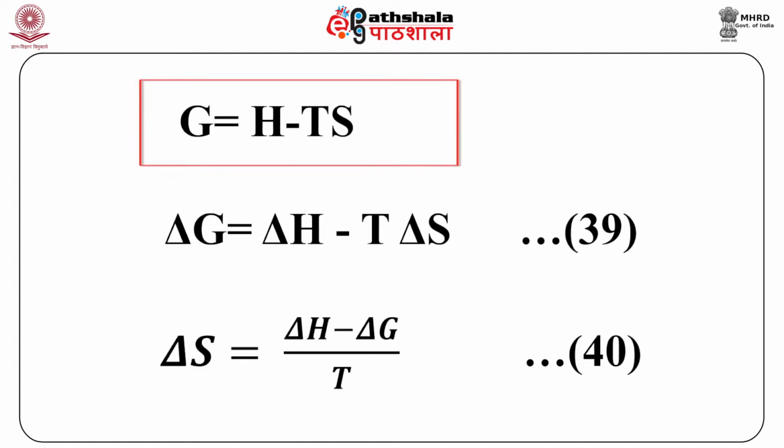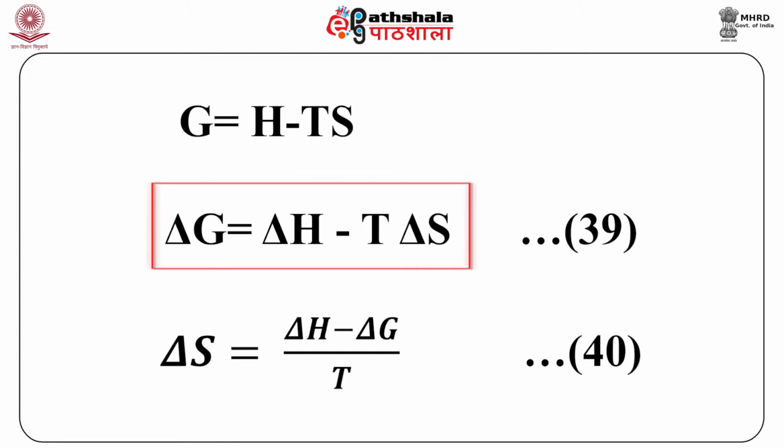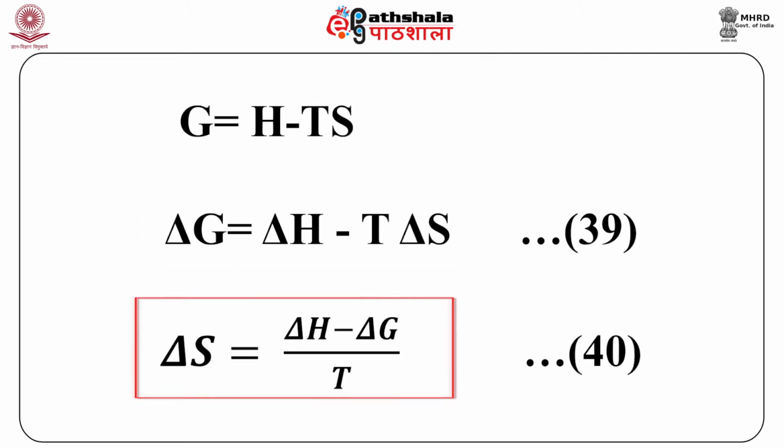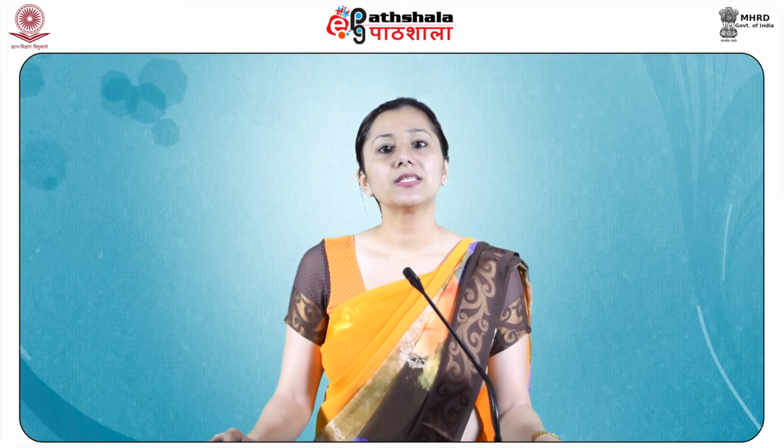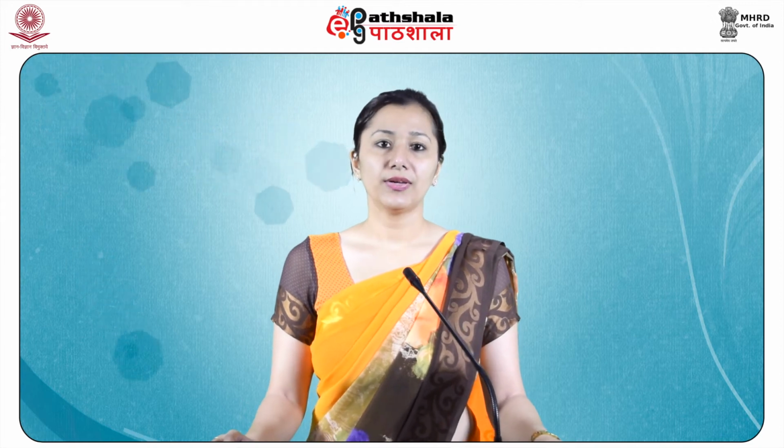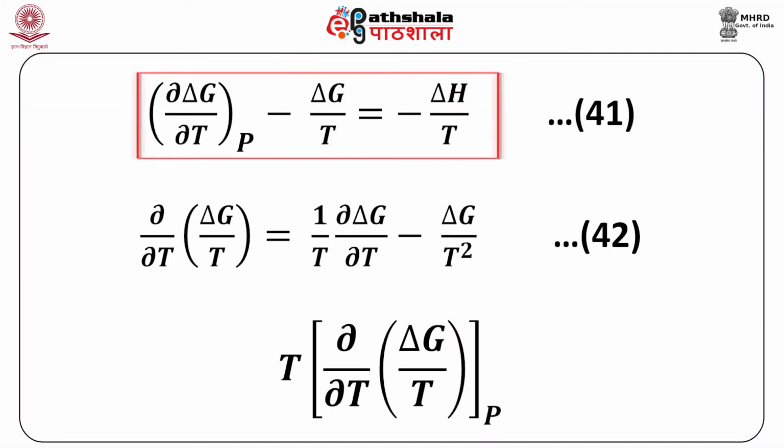Now taking the expression of Gibbs free energy, that is G equals H minus TS, differentiating it keeping the temperature constant, we get ΔG equals ΔH minus TΔS as our equation 39, or ΔS is equal to (ΔH minus ΔG) by T. This is our equation 40. Substituting this in equation 38 and then on rearranging, we get d/dT of ΔG at constant pressure minus ΔG by T is equal to minus ΔH by T. This is our equation 41.